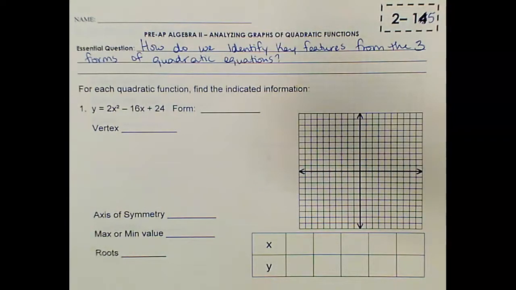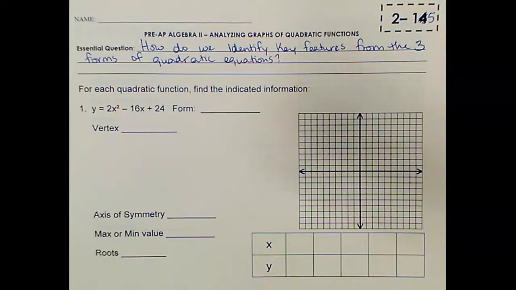So if you have the previous day's notes out, the 2-14, the ones where we talked about all the equivalent forms of quadratics, then that's a good idea. If you don't have them out, then you can go ahead and get them out. For each quadratic function today, we're going to find the indicated information.